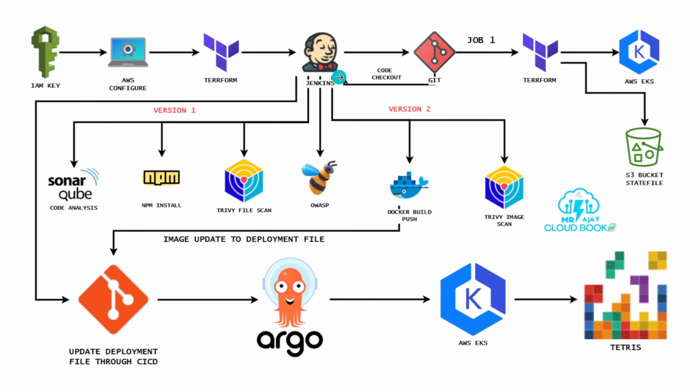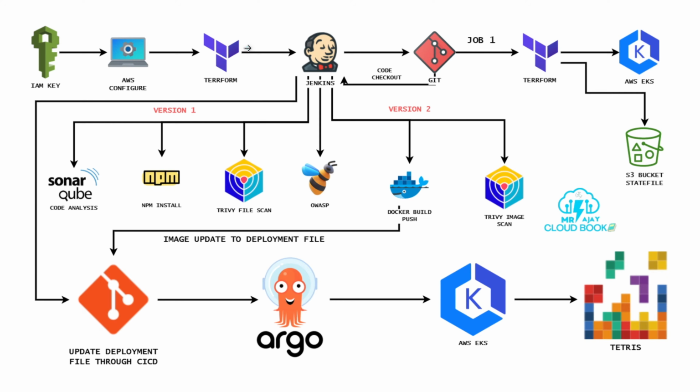Once this is done, we are going to attach some plugins and everything. So in order to complete our project, for the first job, we are going to build an AWS EKS cluster on our AWS instance using Terraform. That's why we are going to install Terraform and AWS CLI on our Jenkins machine. This will check out the code from Git and install the AWS EKS cluster on our AWS, and it will store our Terraform state file in an S3 bucket.